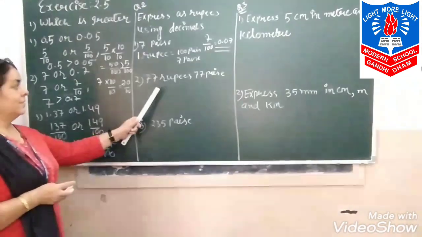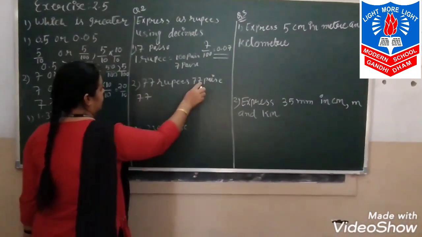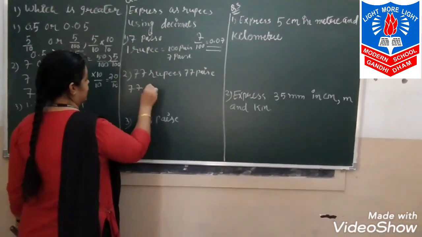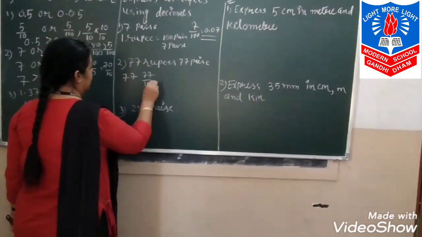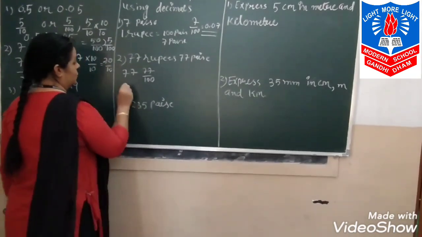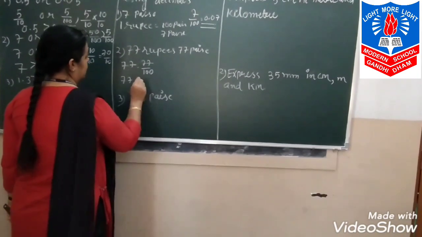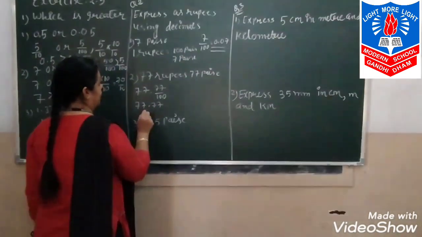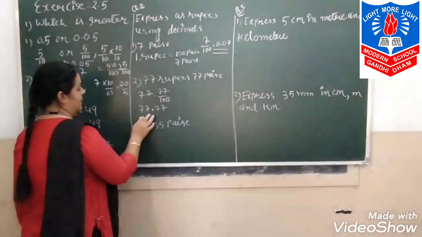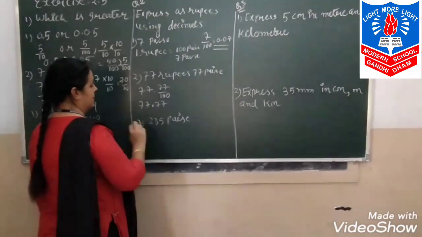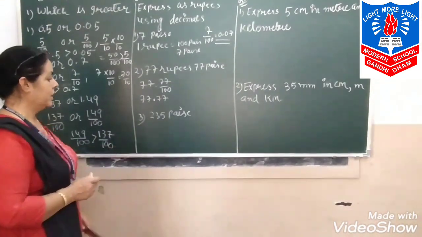Here 77 rupees means full 77 rupees. 77 paise means 77/100. So we write in this way: 77, point after 2 digits, 77. 77 paise in rupees is 0.77. Write in decimal form in this way.